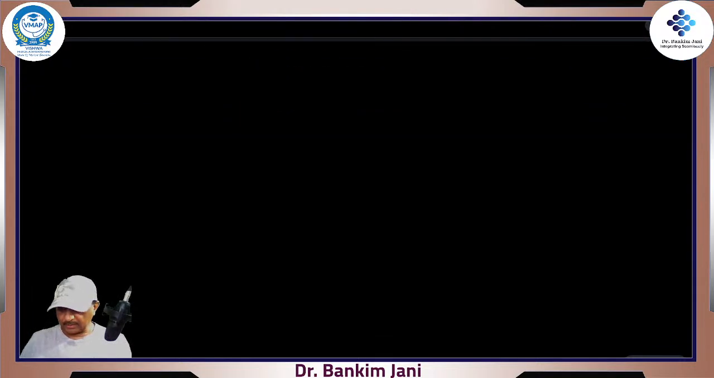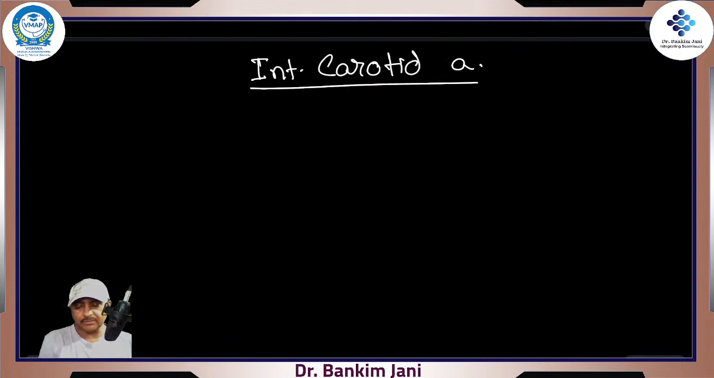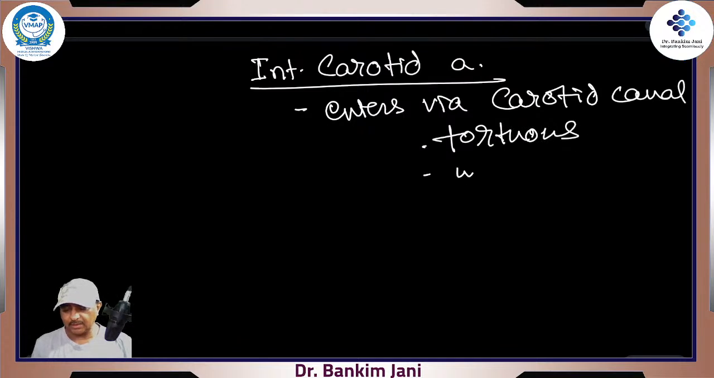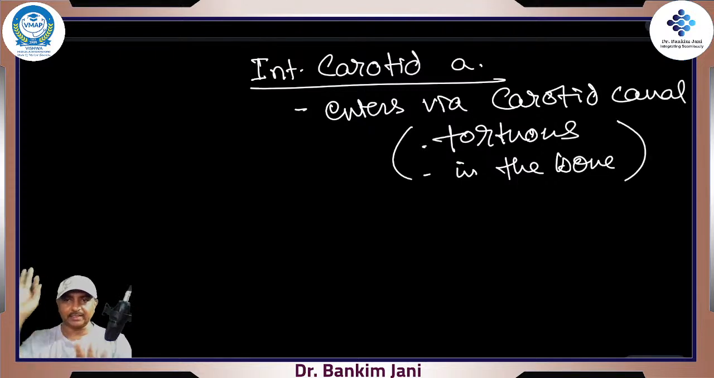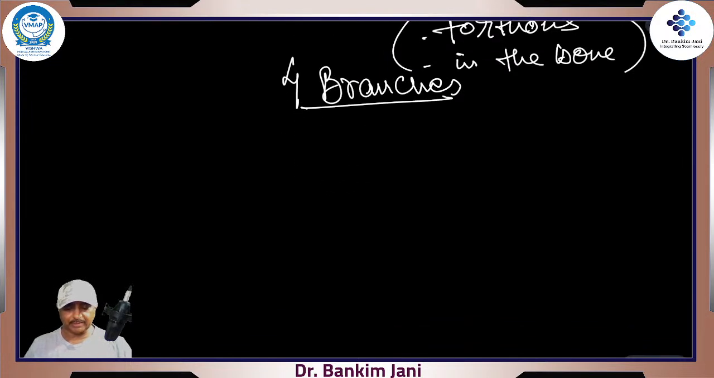So that's the internal carotid artery. The keyword we will carry with us is: enters via carotid canal. And this carotid canal is tortuous. It is in the bone, so that's a tortuous canal. It enters the skull. Now there are four branches. We'll keep on drawing and watching it parallelly in our images.